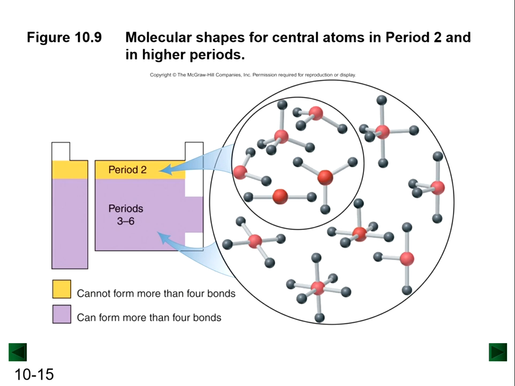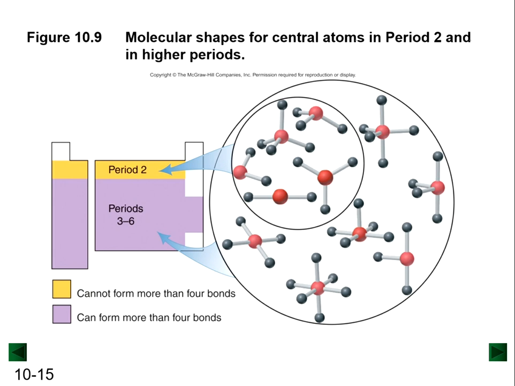In this figure, we can see the various molecular shapes that are available around the central atoms for the elements in period 2 and then in elements in periods 3 through 6. In the elements in period 2, we only have a limited number of shapes because we can only form 4 bonds as a maximum. So we can either have a linear electron group arrangement, trigonal planar, or tetrahedral electron group arrangement, which gives rise to the structures shown in the figure.